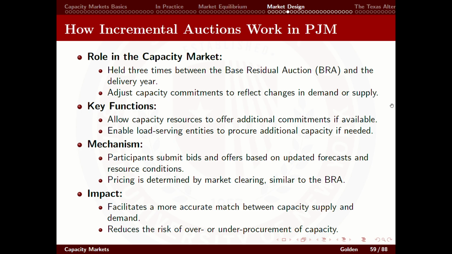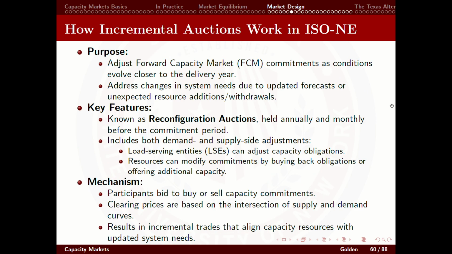Key functions allow capacity resources to offer additional commitments if available, and enables load-serving entities to procure additional capacity if needed. So participants submit bids and offers based on updated forecasting resource conditions, and then you adjust the capacity requirements. This allows for a more accurate match, and it reduces the risk of over and under procurement.